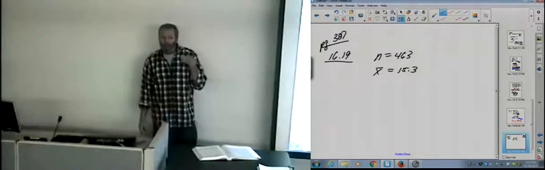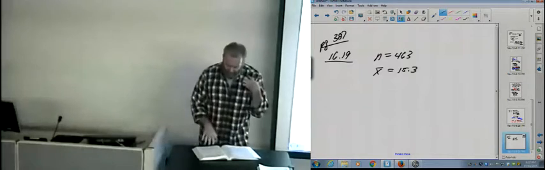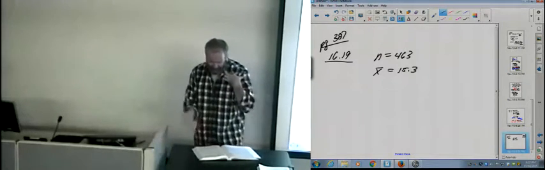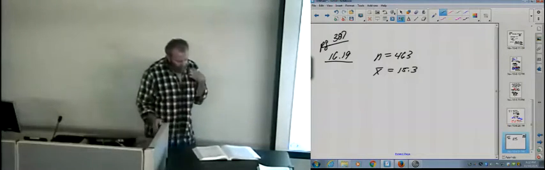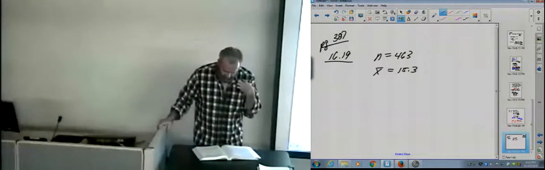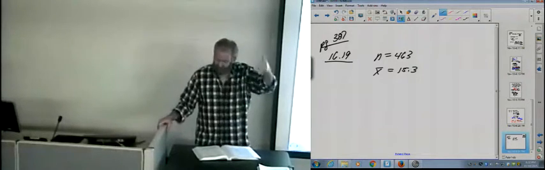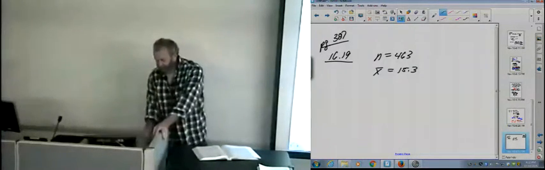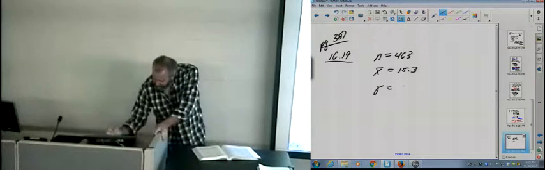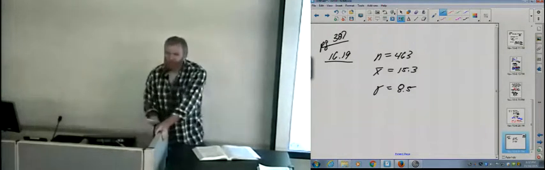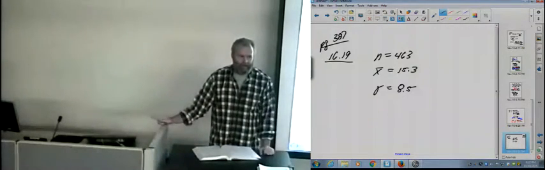Always got to know your sample size here, folks. So n is 463. The mean hours per week they study in a typical week is 15.3 hours. It says, suppose that we know that the study times follow a normal distribution with a standard deviation of sigma 8.5. Sigma is 8.5. They've got to give that to us at this point. They've got to tell you the standard deviation of the population.